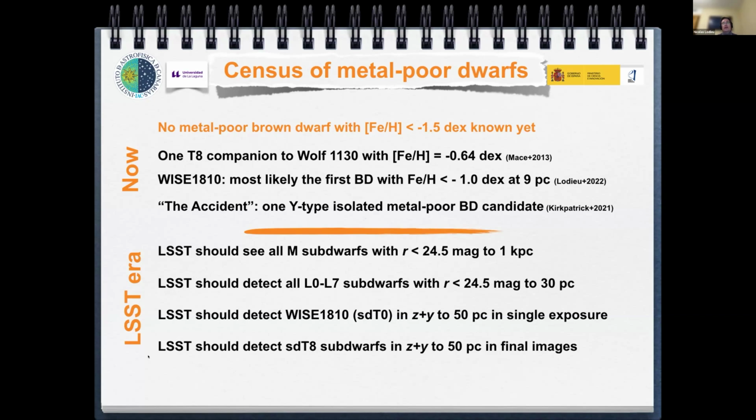If we want to go to later spectral types, we would need to wait for the final images. But all of these are estimates, because we're really doing them based on only a few objects. So we definitely need more data to have a better estimate and to know this whole population in the Milky Way.